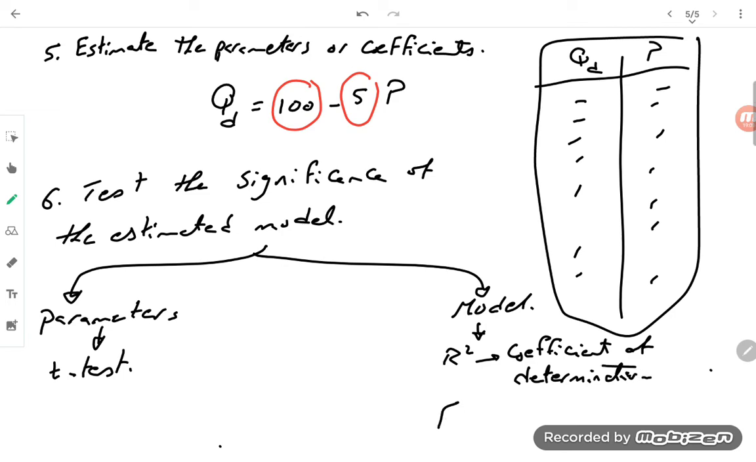And the F test, which tests the significance of the model as a whole. Mainly, we would like to test the model in order to explain the reality and to do two more steps.